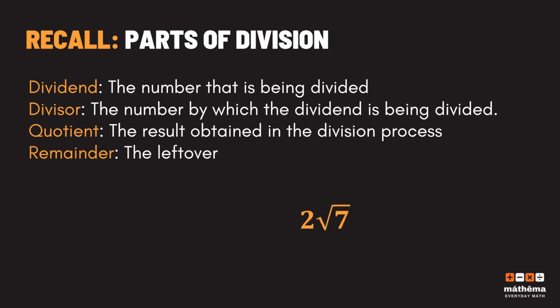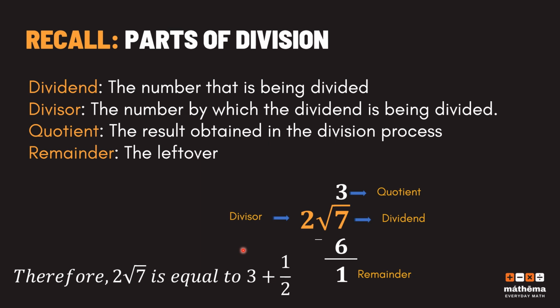For example, we are asked to divide 7 by 2. So to do this, we are going to have 7 divided by 2, we will have 3. And then 3 times 2 will give us 6. Then again, we are going to subtract 7 minus 6, that will give us 1. Now, in this example, we have here 7 as our dividend, 2 as our divisor, 3 is our quotient, and 1 as our remainder. Therefore, when we divide 7 by 2, the result is equal to 3 plus 1 half.